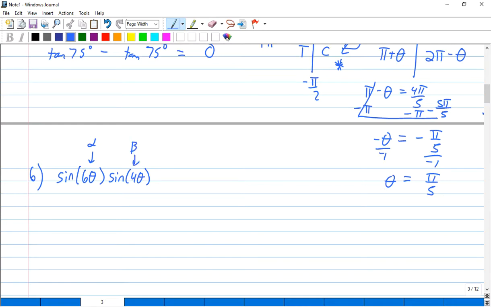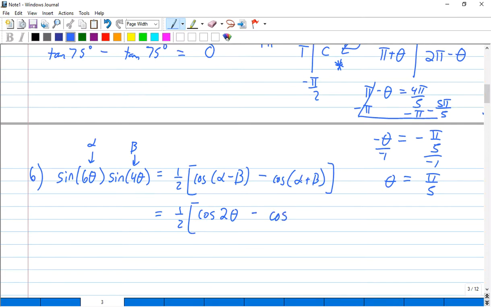We look at sine of alpha times sine of beta, and we get 1/2 times the cosine of alpha minus beta, minus the cosine of alpha plus beta. So our answer would be 1/2 times the cosine of 6 theta minus 4 theta. What's 6 minus 4? 2 theta. Then we have minus cosine of 6 theta plus 4 theta. That's going to be 10 theta.